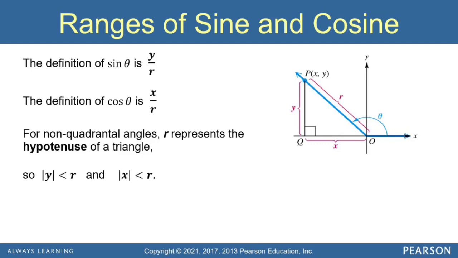Now, let's just think about x and y as lengths. I don't want to consider their sign because it doesn't matter which direction we had to go to reach this point. The only thing we're concerned about is the size or the length of x and y. So because r is the hypotenuse of this triangle, we know that the absolute value of y is less than r, and we know that the absolute value of x is less than r. So just hold on to that idea for just a minute.